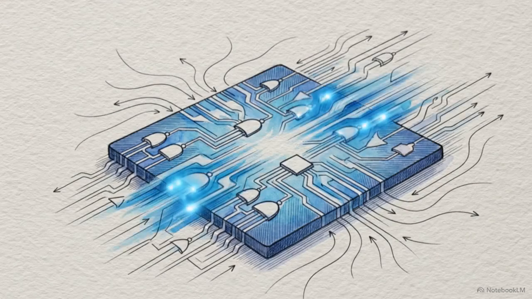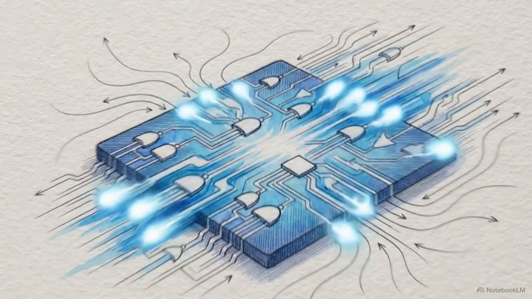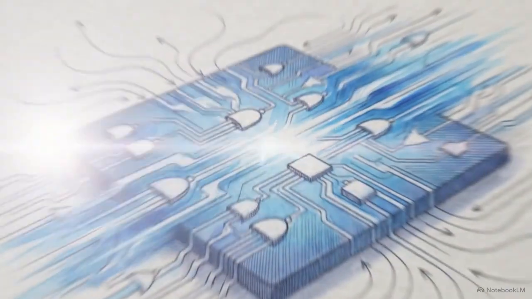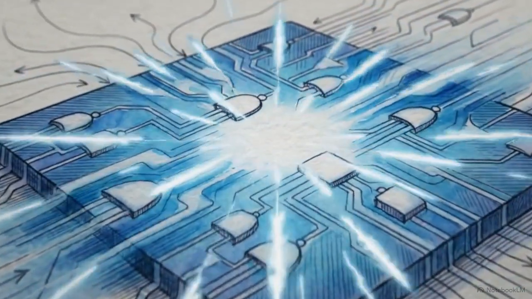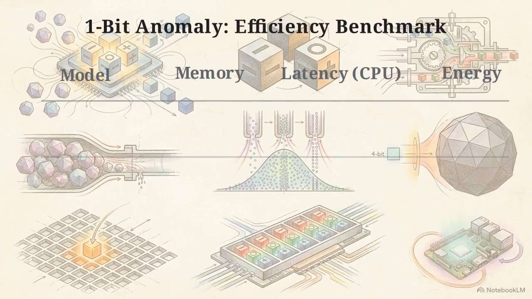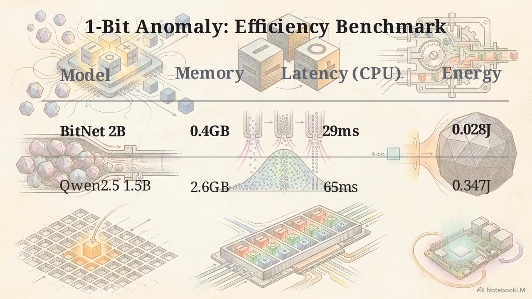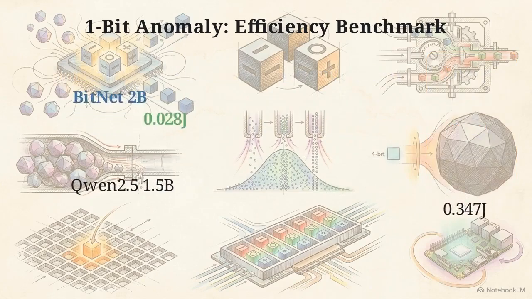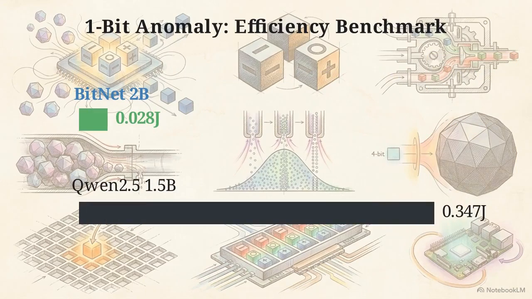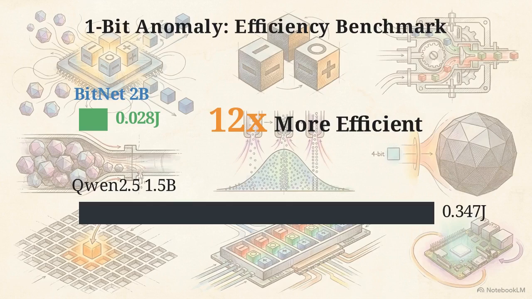Running a 100 billion parameter language model locally requires moving hundreds of gigabytes of data through a processor every second. This table compares bitnet.cpp against a baseline, Qwen 2.5 1.5b. Bitnet requires just 0.4 gigabytes of memory, achieving 29 milliseconds of latency on a standard CPU. Look at the energy requirement. At 0.028 joules per inference, it operates with roughly 12 times greater efficiency.